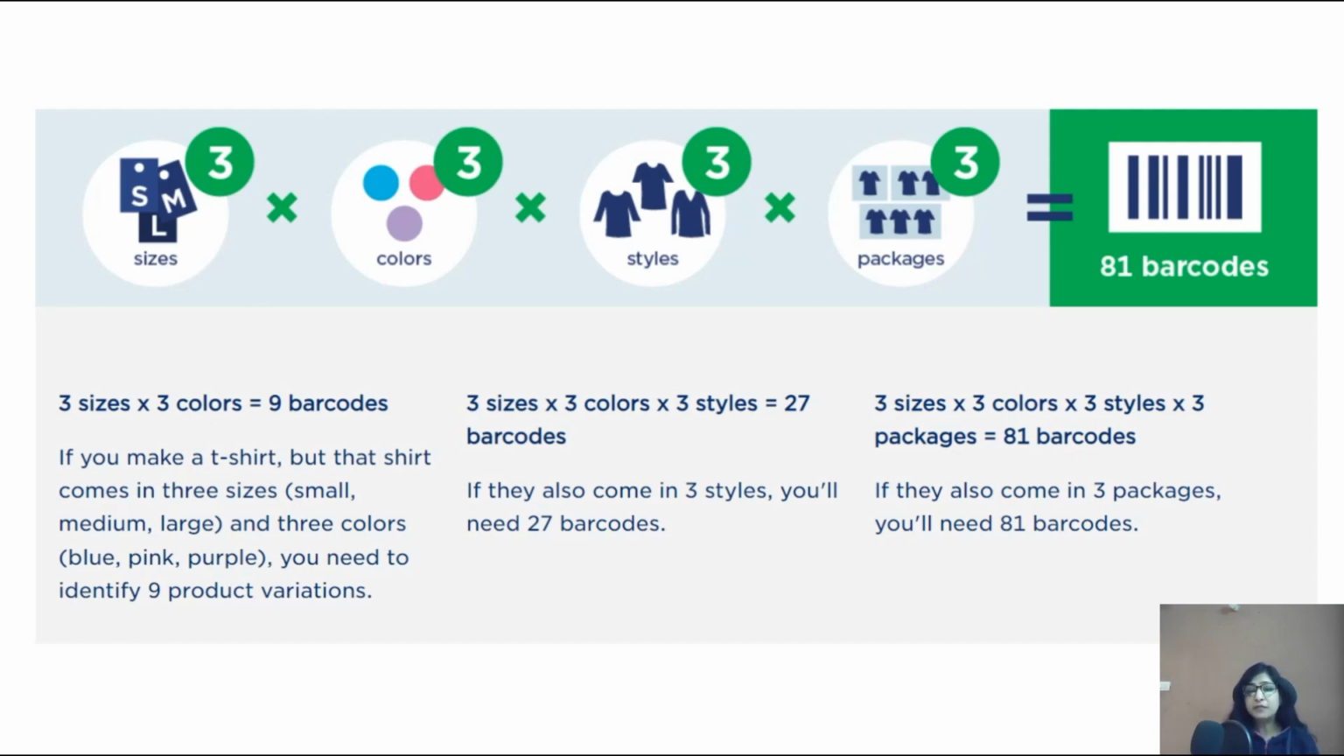If it comes with 3 different colors as well along with the sizes, then it will be 3 into 3. That means 9 barcodes will be required, a barcode for each single product.